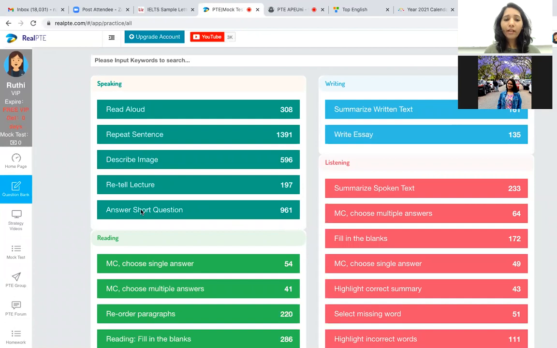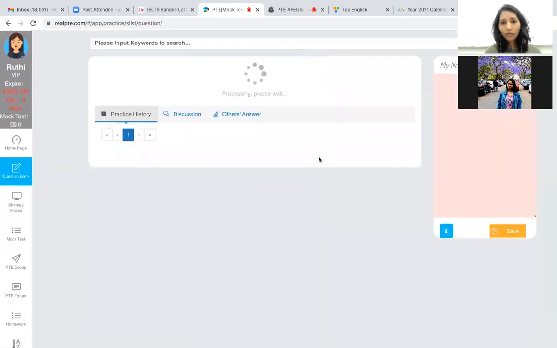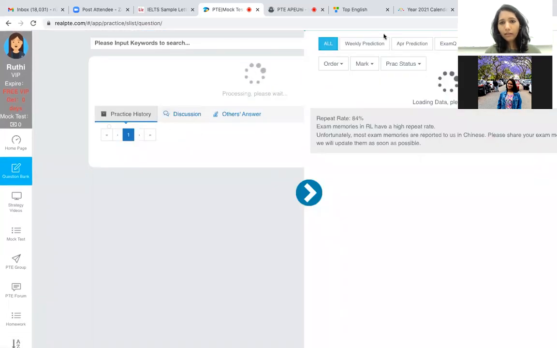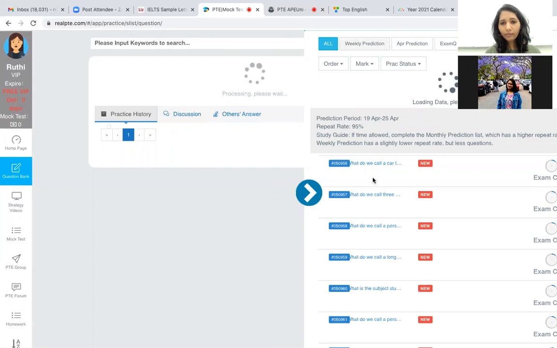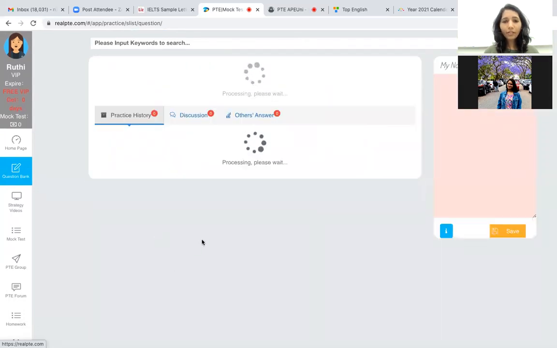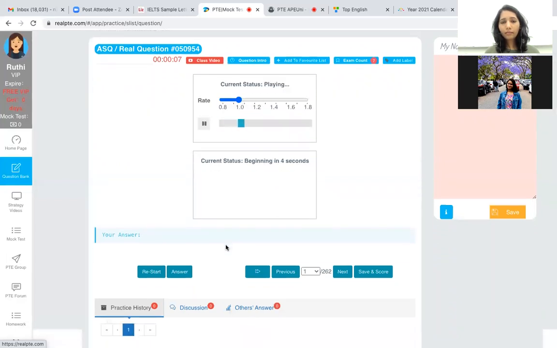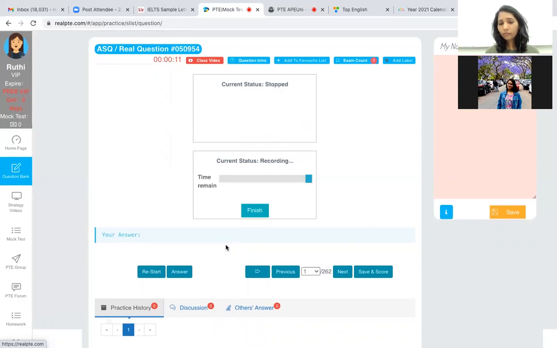Okay. So just describe image and retell lecture. We'll do a bit of answer short questions, and then I'll conclude for the day. Okay. I'll try to do predictions. Okay, this is your question. What is the area of the lowland between hills or mountains? Valley. Valley. So wait, there is a beep. So wait for the beep.